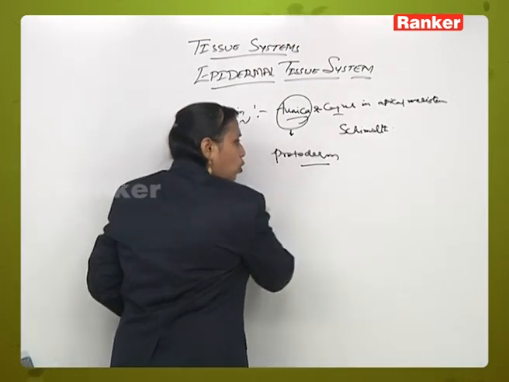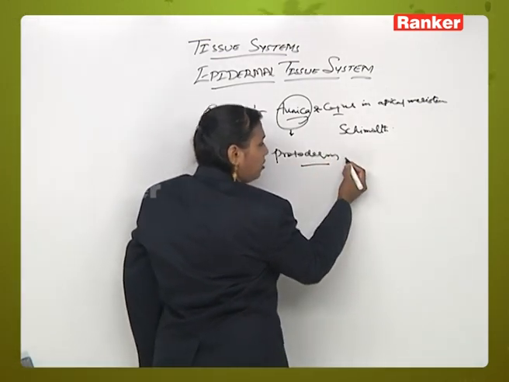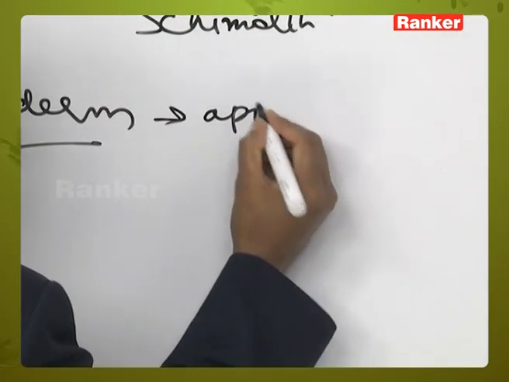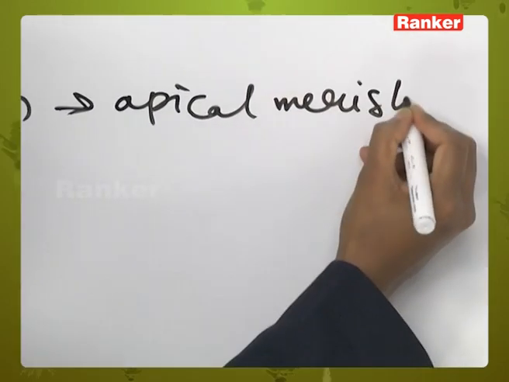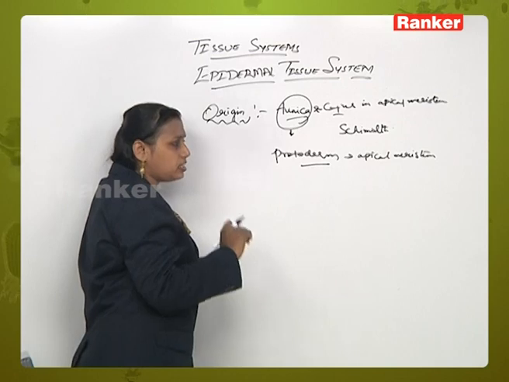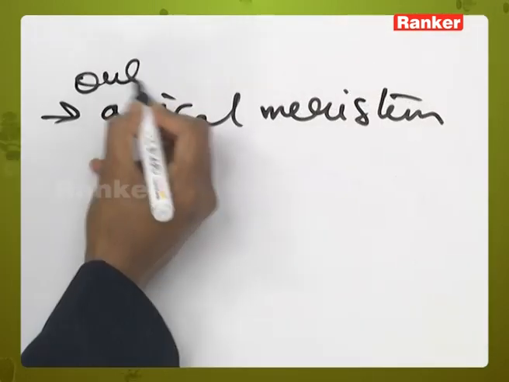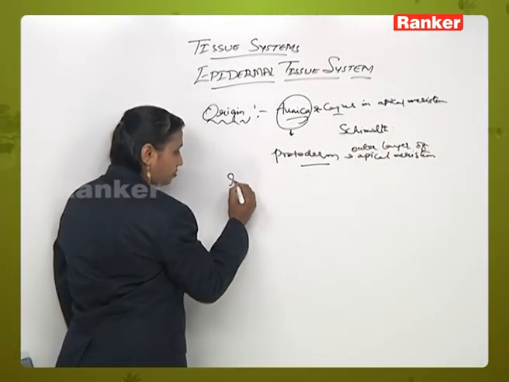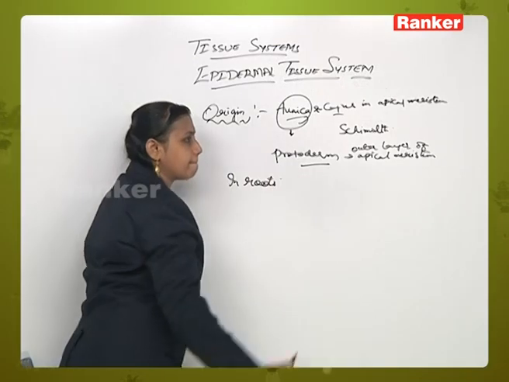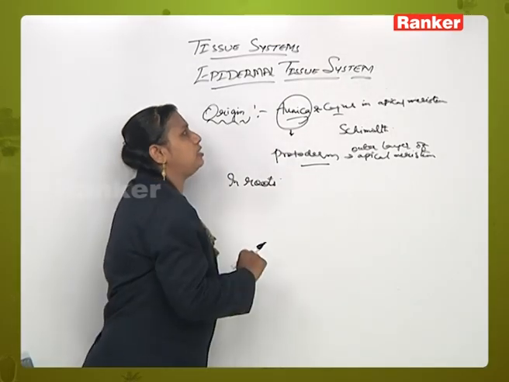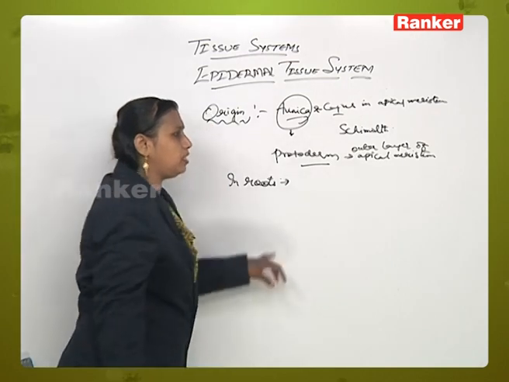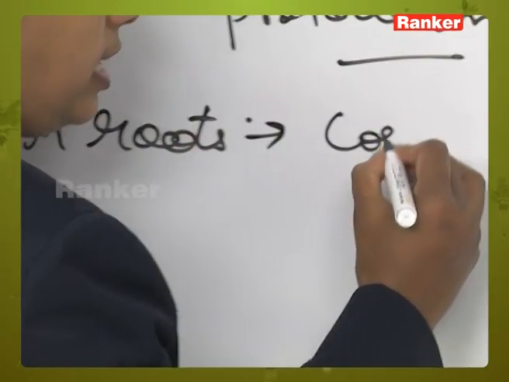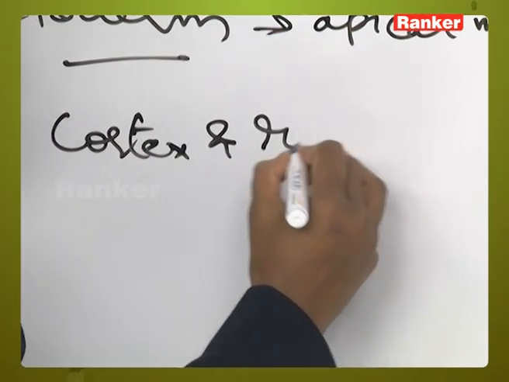Now, where does the protoderm exist? The protoderm is present at the outer layer of the apical meristem, and we said the epidermis originates from it. Next, in case of roots, how does the epidermal tissue system develop? In roots, the epidermal tissue system originates through the protoderm, which is associated with the cortex and root cap.